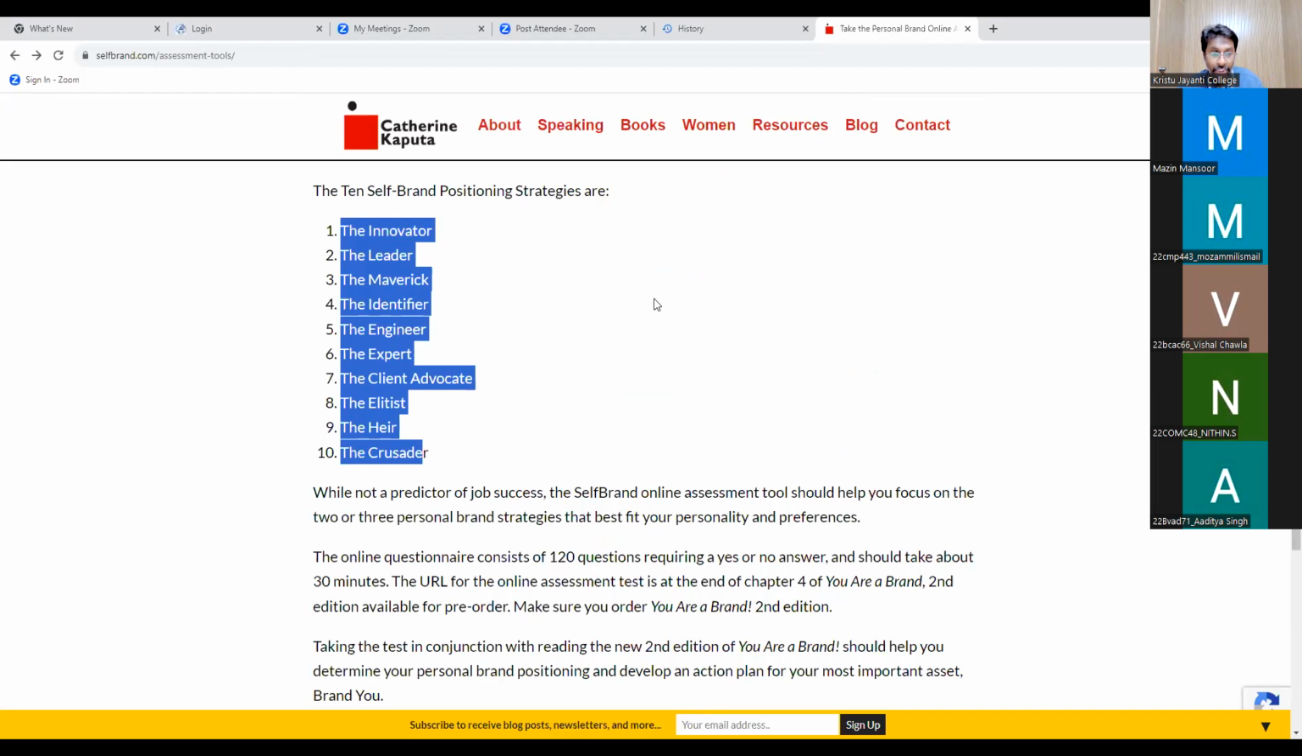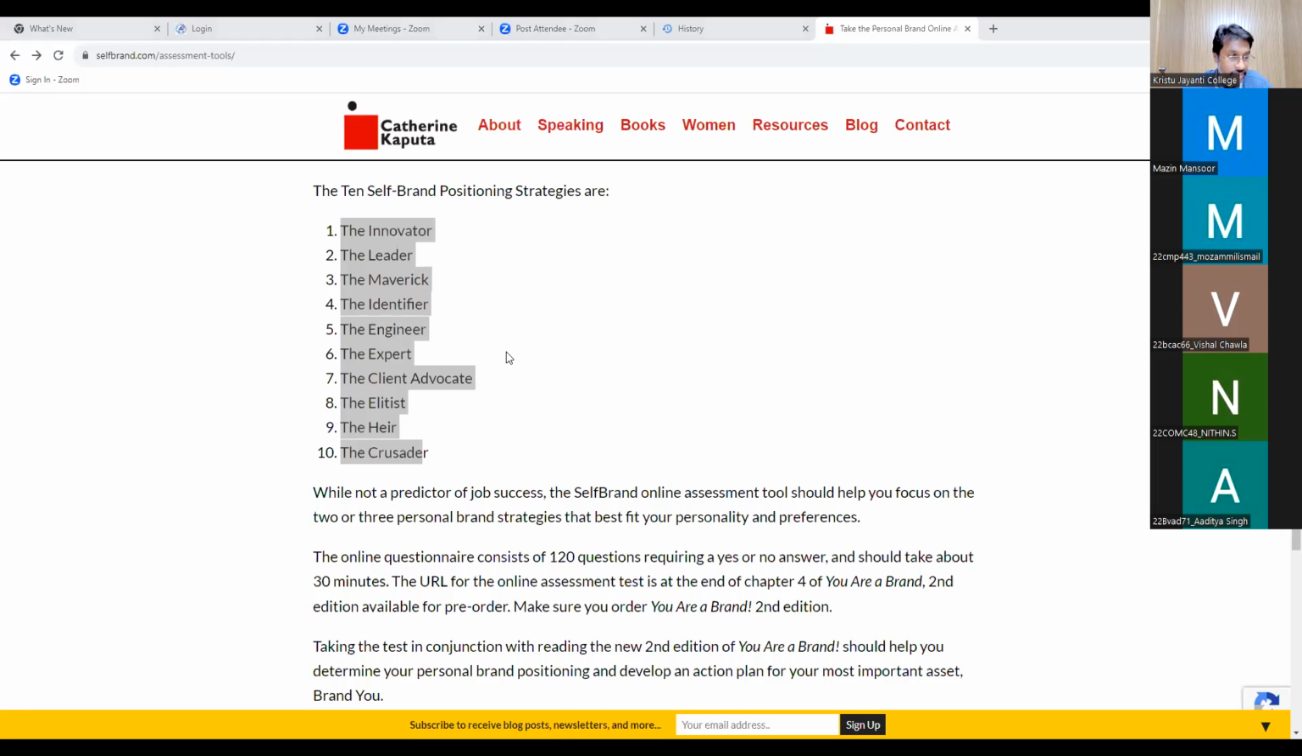These are the names which you could have got: the innovator, the leader, the maverick, the identifier, the engineer, the expert, the client advocate, the elitist, the hero, the crusader. Jack Welch, the leader. Brilliant. Jeeva Lakshmi has told HR brand expert. Can you name the personality which was associated with it? Susan's personality is Charles Schwab. Charles Schwab is the representation of which strategy? Charles Schwab, the identifier. Okay, fine.